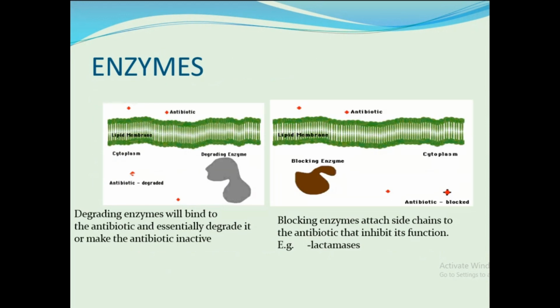So what are these enzymes? How do they look like? And how do they block? In the first picture, you can see the enzymes that are binding to the antibiotics and essentially degrading them to make them inactive, later on developing a resistance. And in the second picture, you are seeing blocking enzymes attached to the side chain of the antibiotics that inhibits its function. So this is how it gets blocked or degraded over a period of time and develops resistance.